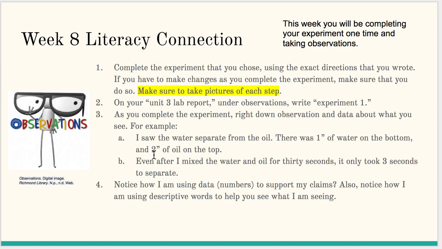For example, something that some of you might have as an observation, I just use these as examples, but I saw the water separate from the oil. There was 1 inch of water on the bottom and 2 inches of oil on the top. Notice how I used measurements. Another example is, even after I mixed the water and oil for 30 seconds, it only took 3 seconds to separate. So again, I'm using numbers. I'm using actual statistical data to show my observations.